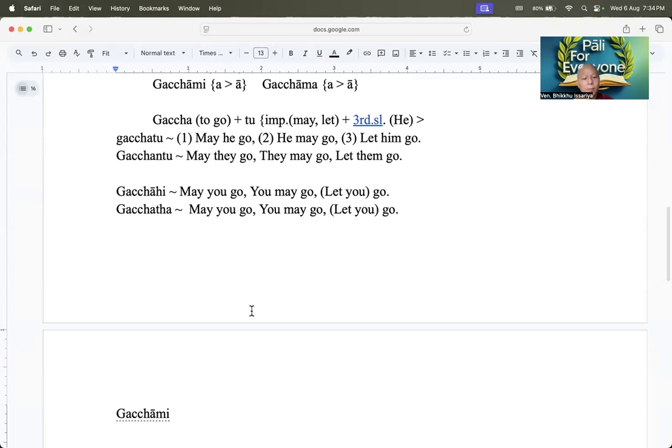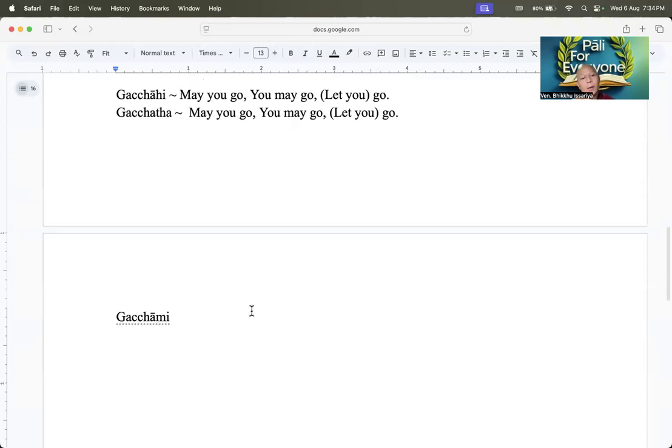So for the first person singular, so we can say, may I go, or I may go, or let me go. In this way, let me go.